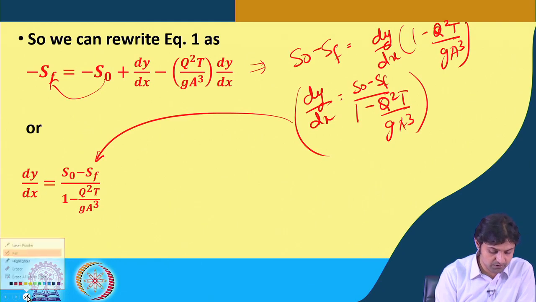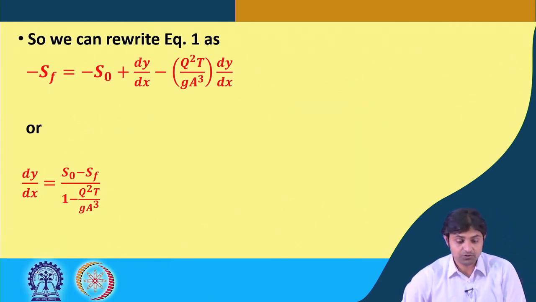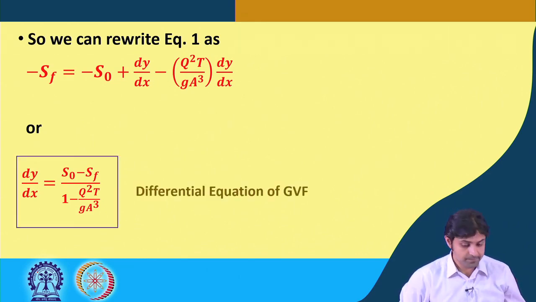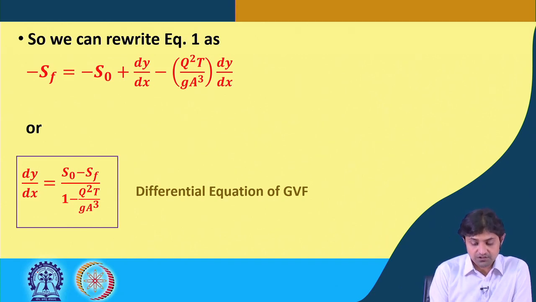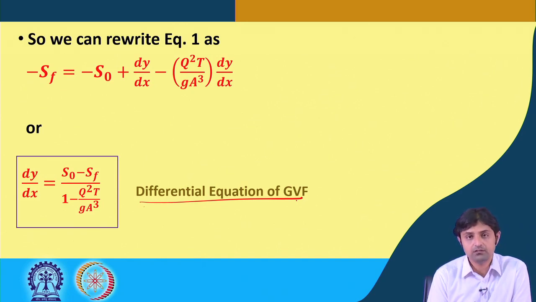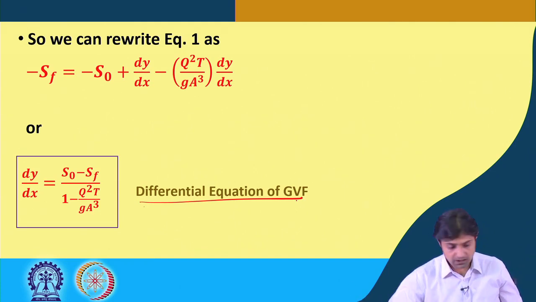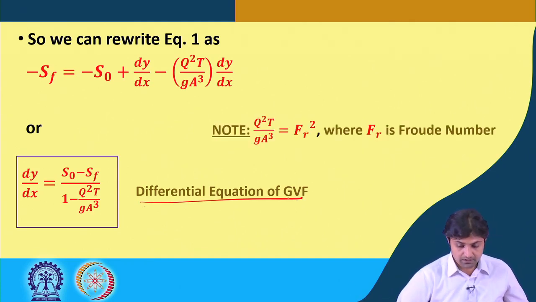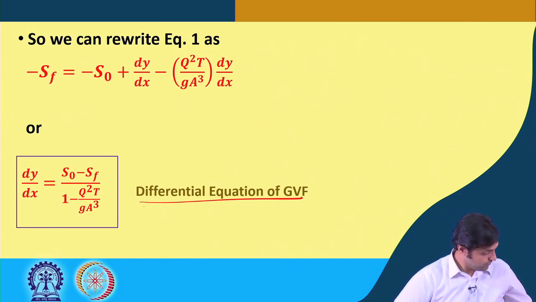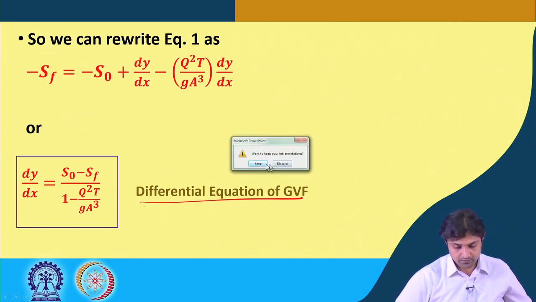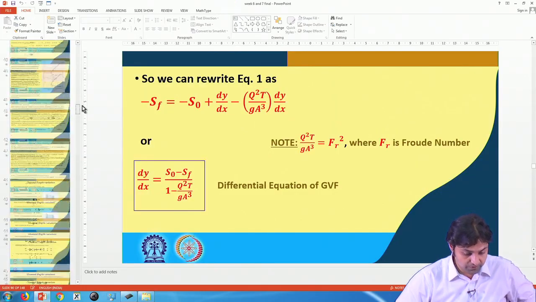So, it was written in a more direct form, but now we have shown it also. This equation is a differential equation of gradually varied flow. We have actually obtained the same equation, just that we did not have T and it was not in the form of T and A. If you remember, I can take you to that particular slide. So, I will show you where we had done that.